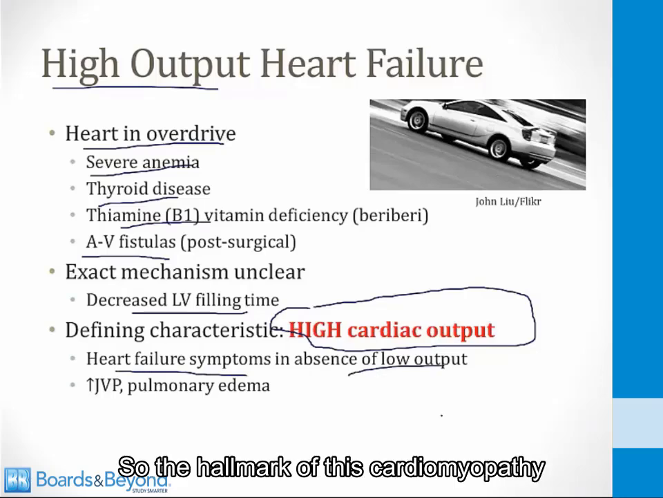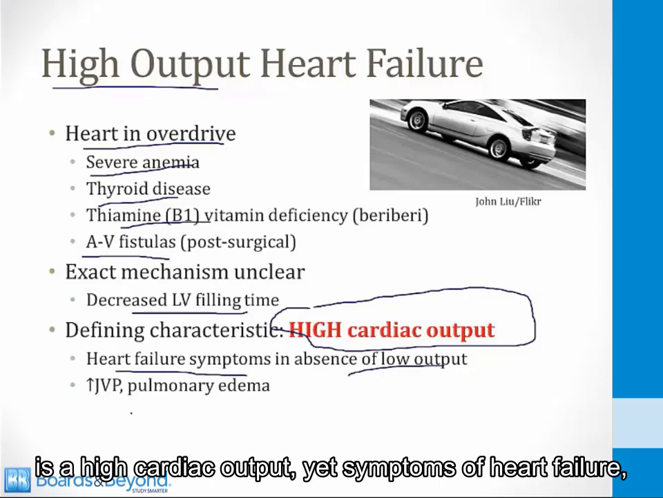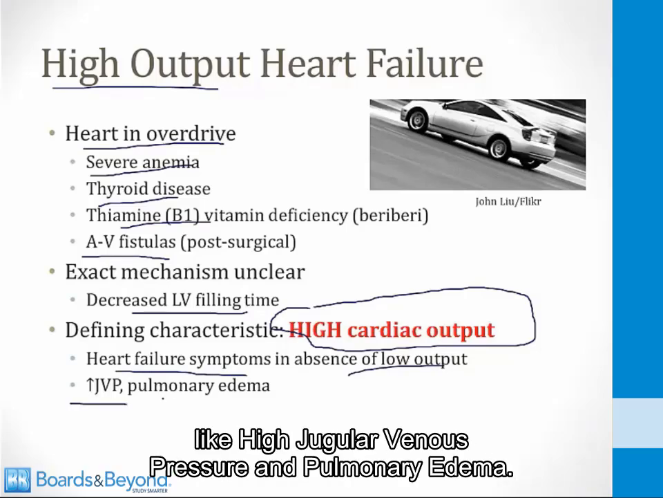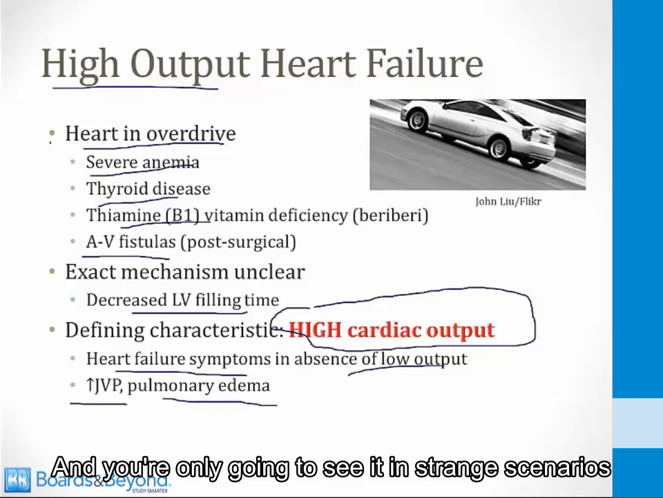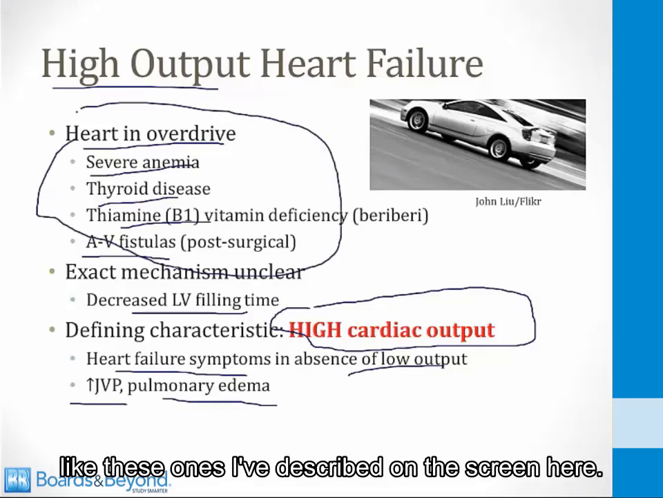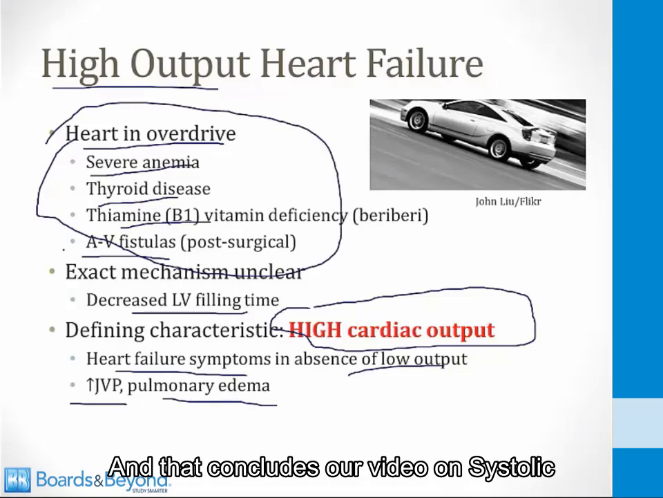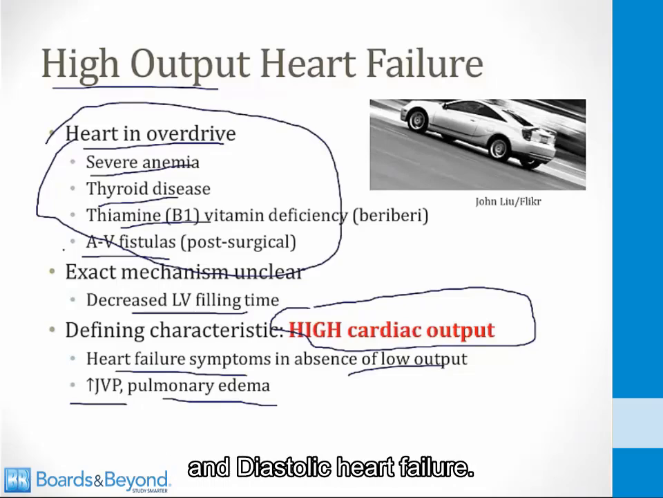So the hallmark of this cardiomyopathy is a high cardiac output, yet symptoms of heart failure like high jugular venous pressure and pulmonary edema, and you're only going to see it in strange scenarios like these ones I've described on the screen here. And that concludes our video on systolic and diastolic heart failure.